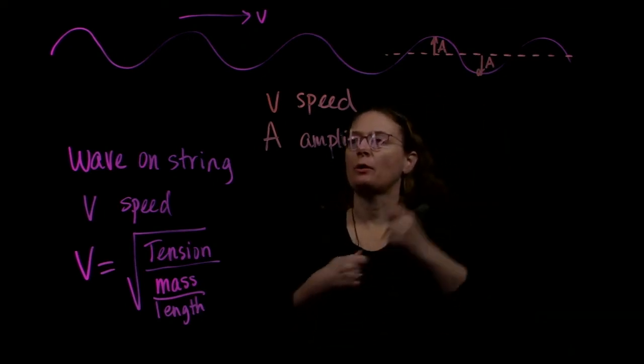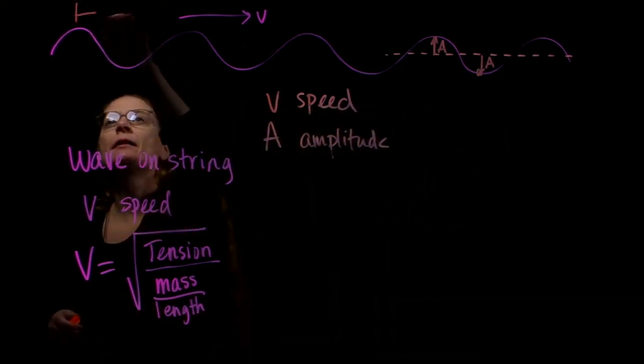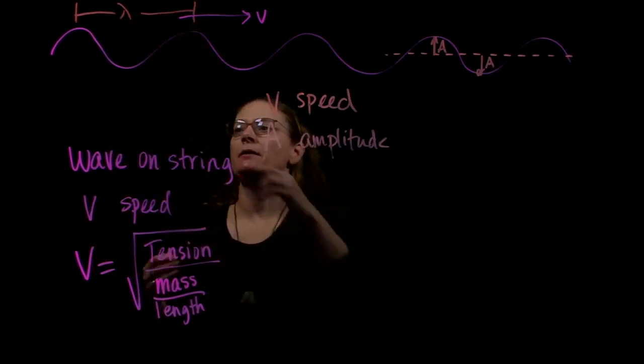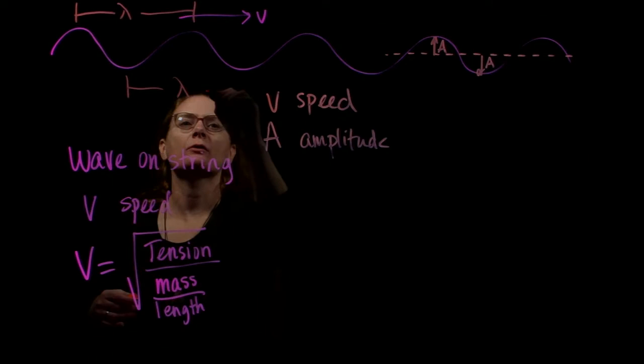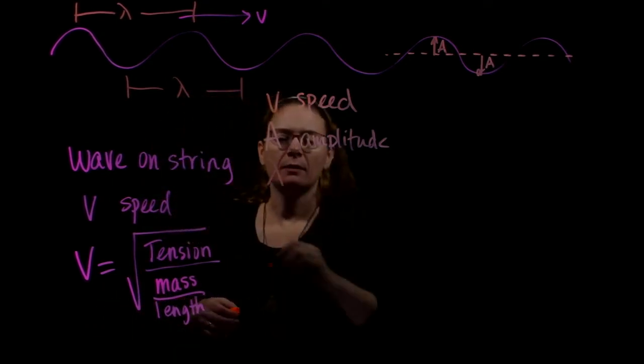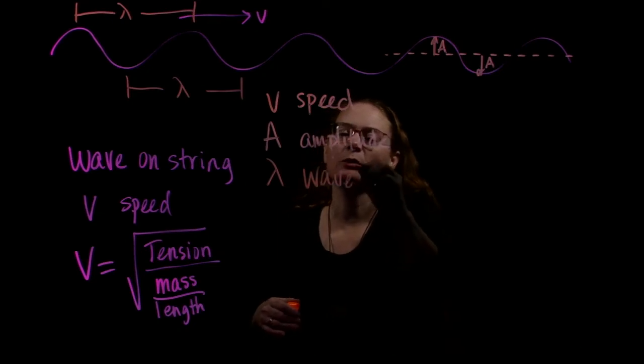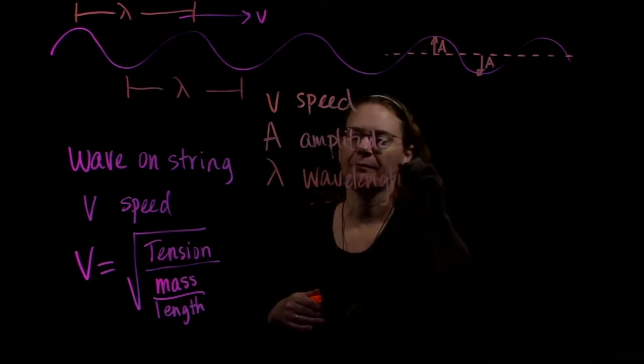We can also measure the wavelength. How long is it? How far is it? What's the distance from peak to peak or trough to trough? And this is the Greek symbol lambda, and so lambda is the symbol we use for wavelength.